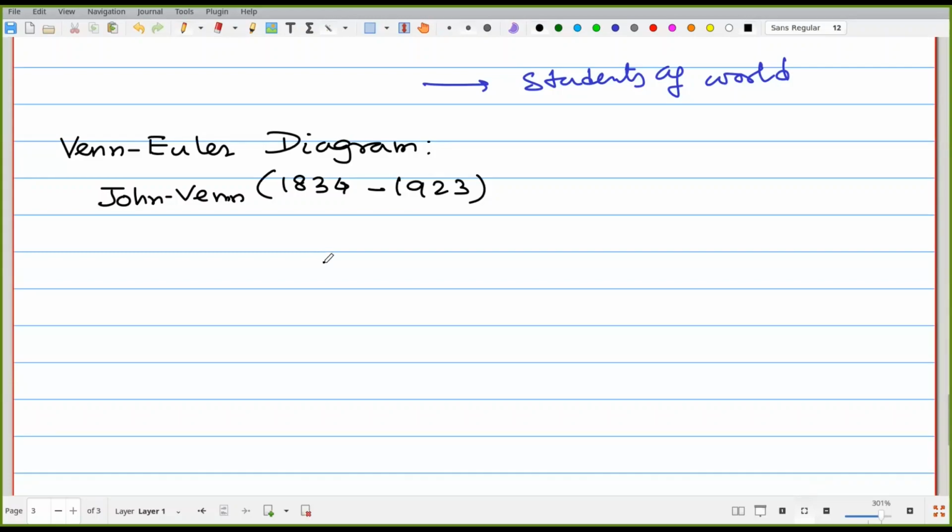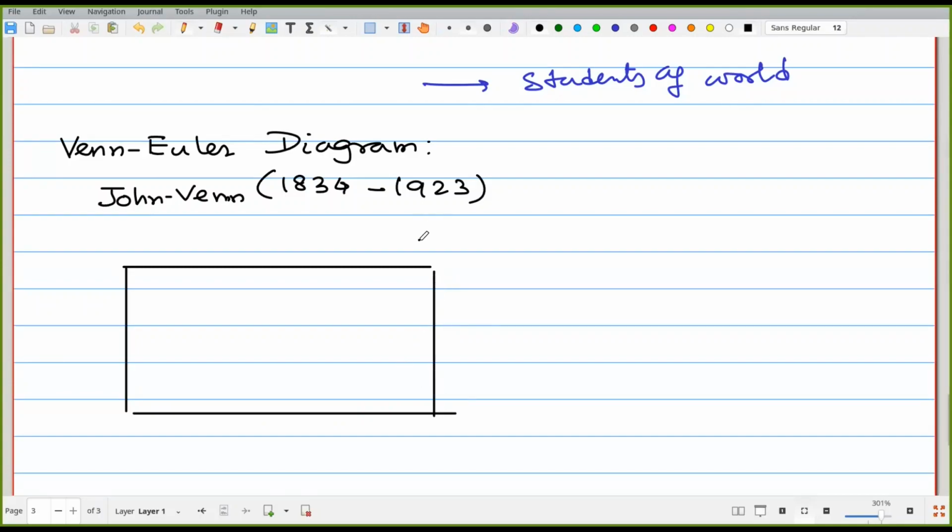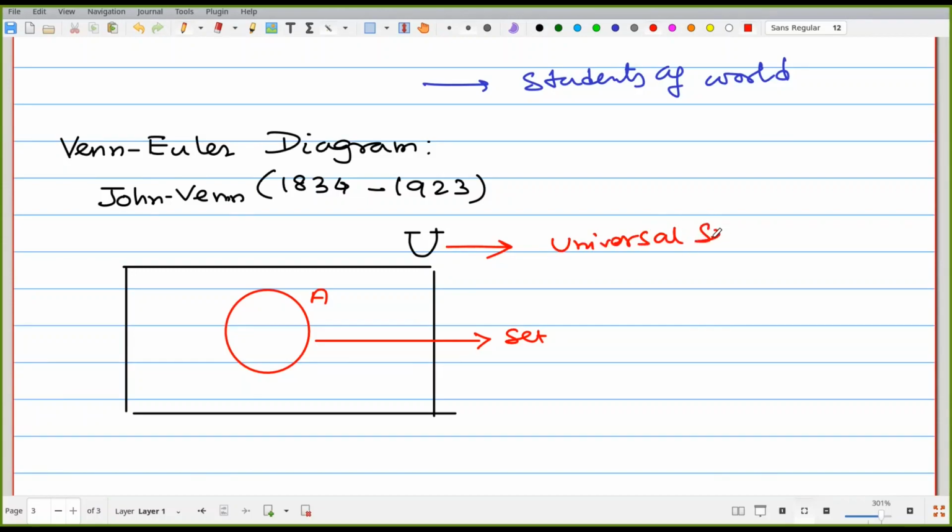In that case, I am not discussing it at the first time. Whatever we are doing according to the Euler diagram, a rectangle is there which is representing our universal set, and an oval or circular shape is defining any set. So that one is the set and that one is the universal set. That means the rectangle.